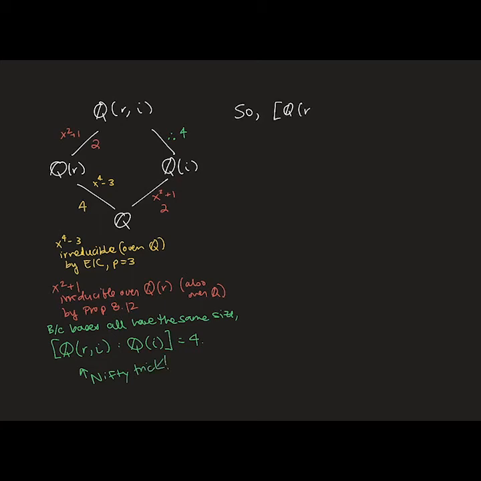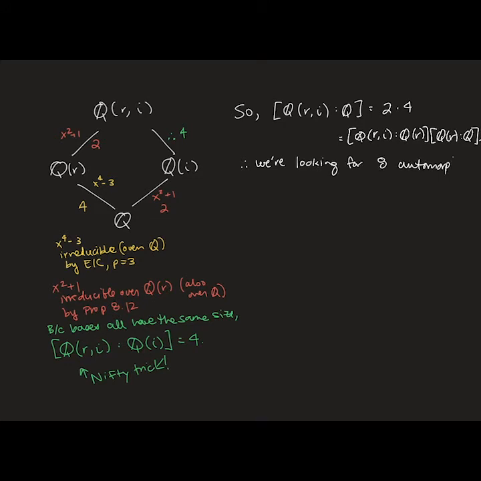All right, so Q adjoin r and i over Q has dimension 8, right? That's 2 times 4. Yes, I know you're very excited that you're paying Hamilton money to see that 2 times 4 is 8. But it's a vector space dimension thing, right? To get a basis, we would just kind of cross multiply the bases, and we get a basis for Q adjoin r, i over Q. So we've got to find 8 automorphisms.